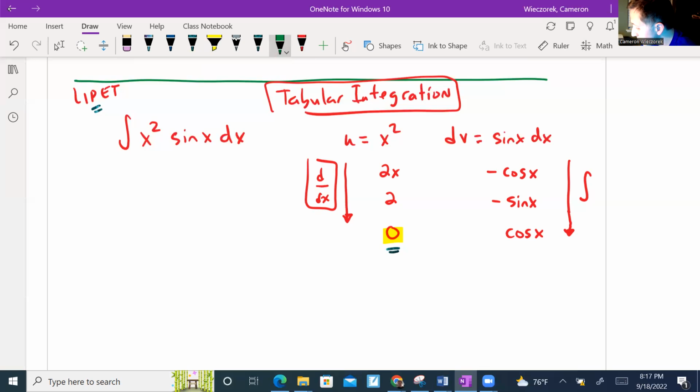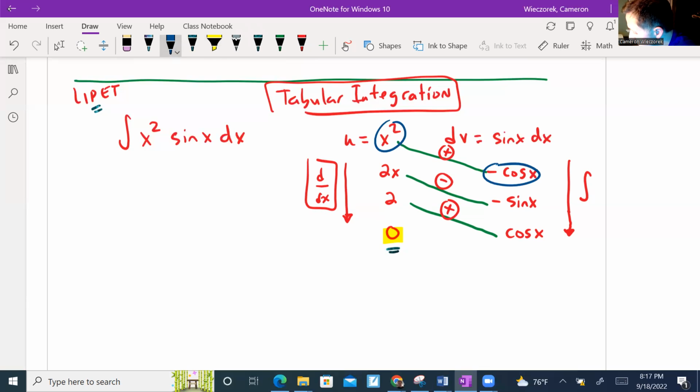Now I'm going to create diagonals with my top left element. So x squared, I'm going to pair up with negative cosine x. 2x, I'm going to pair up with negative sine x. And 2, I'm going to pair up with cosine x. These are going to turn into products, and the products alternate sign. My first one keeps the sign positive, my next one is negative, my next one is positive. If the process kept going, it would keep alternating: positive, negative, positive, negative. It kind of looks like a little table, which is why it's called tabular integration.